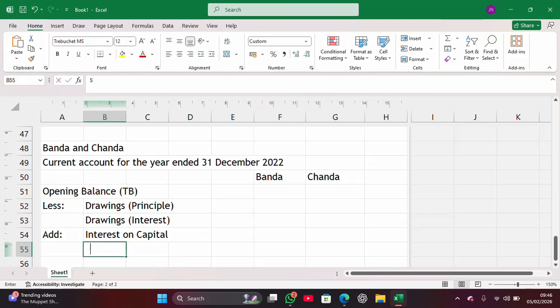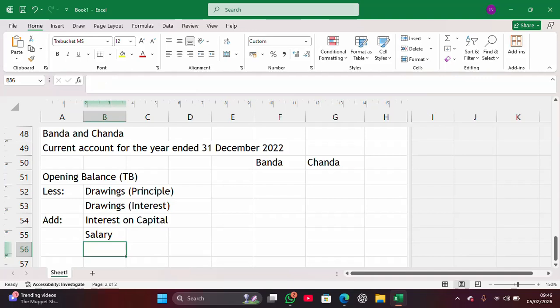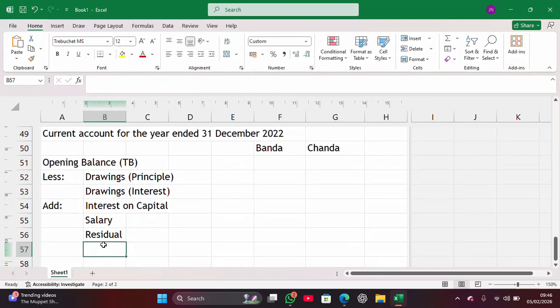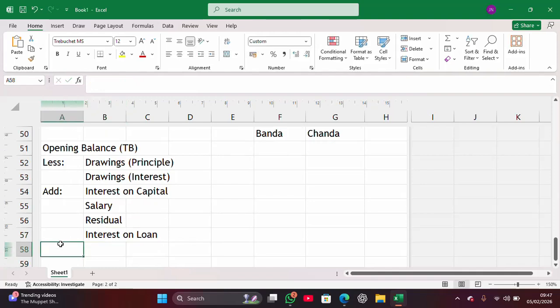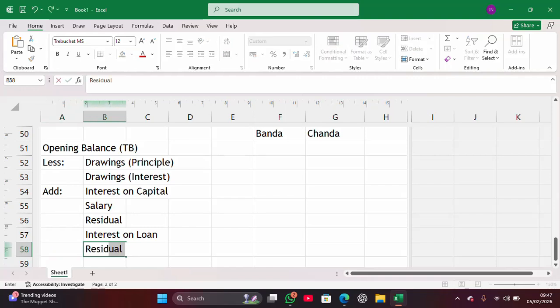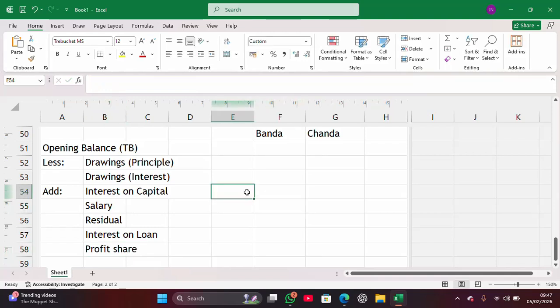Salary. You add as well, isn't it? Yes. Then also residual profits. You add, isn't it? You also add. Also interest on loan. Interest on loan, I think. What did I say? Okay. It is to the benefit of the partner, isn't it? Yes. Although it is not there. Yeah, you're right. Then also add any residual profits, isn't it? Yes. Or we just call it profit share, isn't it? Profit share. Yeah. If it is a loss, you do what? You less.